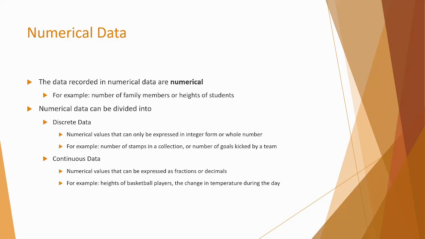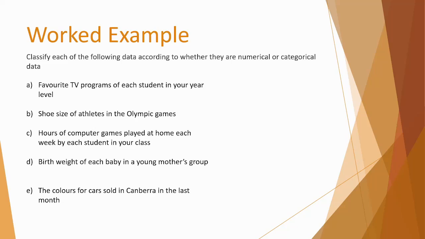So an example is heights of basketball players or the change in temperature during the day. We can make it smaller and smaller into smaller decimal parts. So when we're looking at data, we need to work out what type of data it is. So our example here, we are classifying each of the following data according to whether they are numerical or categorical data. The first, favorite TV shows of each student in your year level.